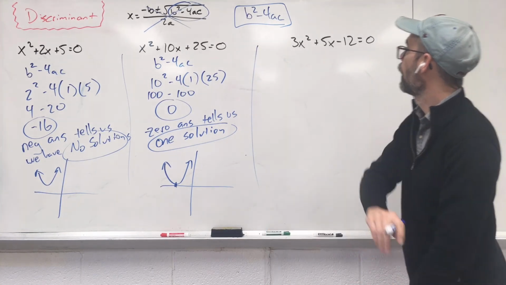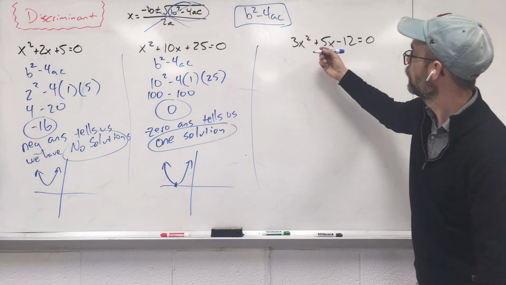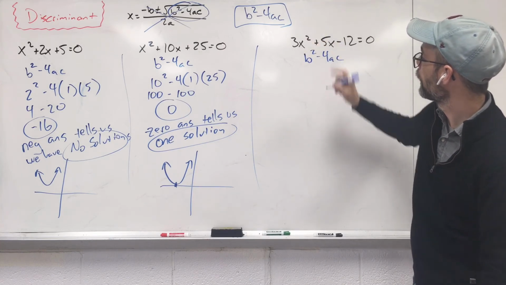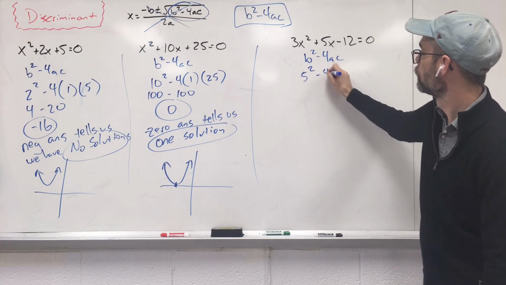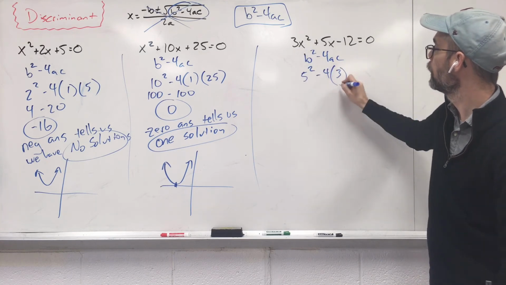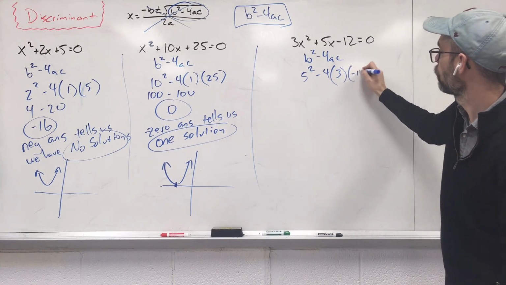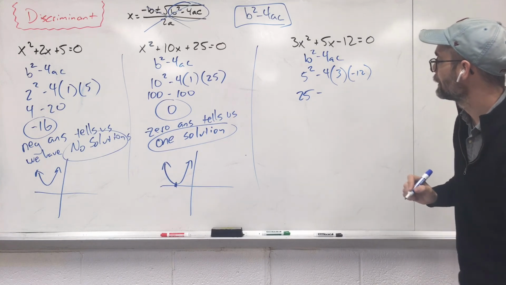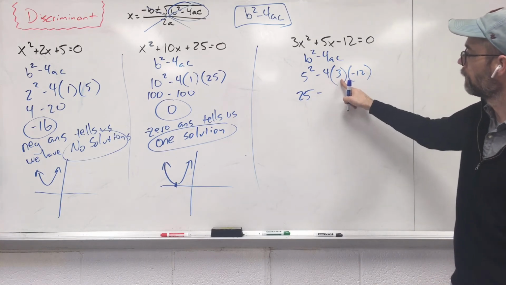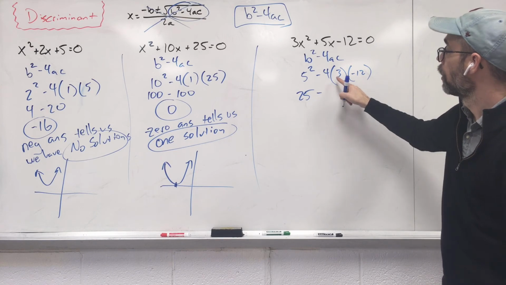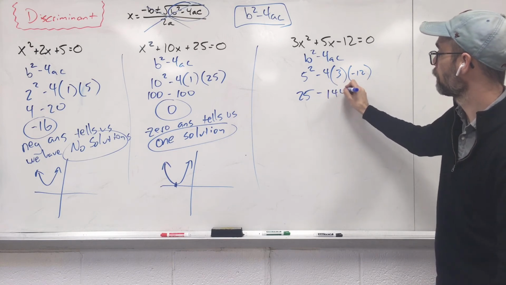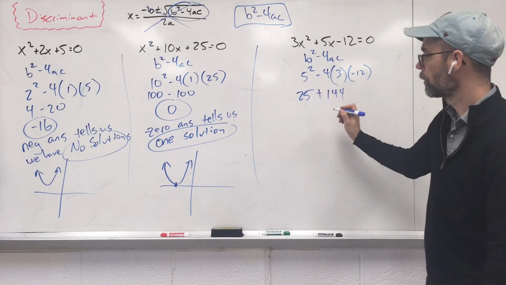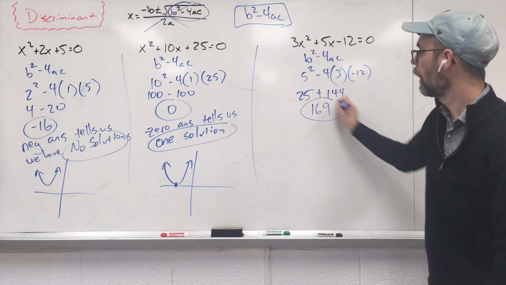Let's do it one more time. We've got our formula. We're going to plug in A, B, and C. So my B value is 5, A value is 3, C is negative 12. 25 minus 4 times 3 gives us 12, and 12 times negative 12 gives us 144. But hold on, we got 2 negatives here, so it's going to be a positive. Put them together, you get 169.